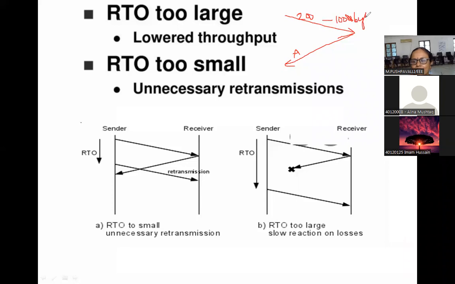So next I have sent, and my acknowledgement number is 200 plus 100, 300. So my acknowledgement number should be 301. From 301 it will send again 100 bytes.